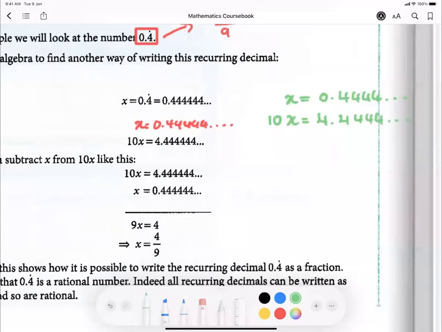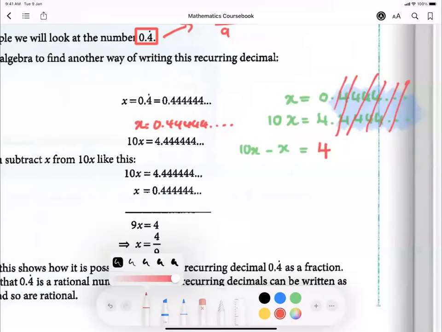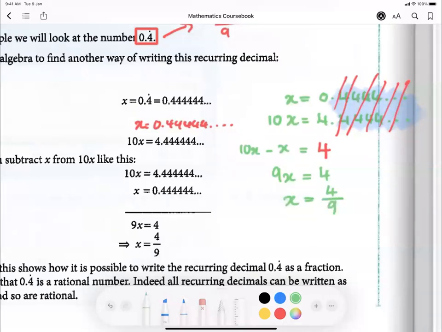I will still put 4 decimal places. As you can see, they have a common thing here now. These two are common. So if I take 10x minus x, this whole thing will be removed. So 10x minus x, I will get 4. And then 10x minus x is actually equal to 9x. x is equal to 4/9. So there you go. I managed to remove the recurrence and find out the fraction.